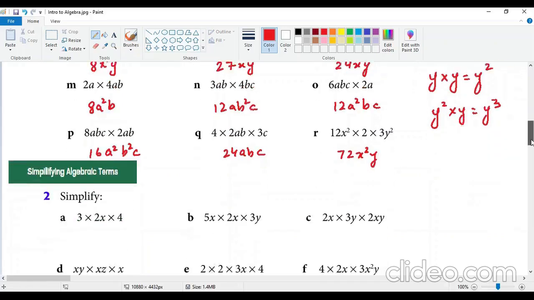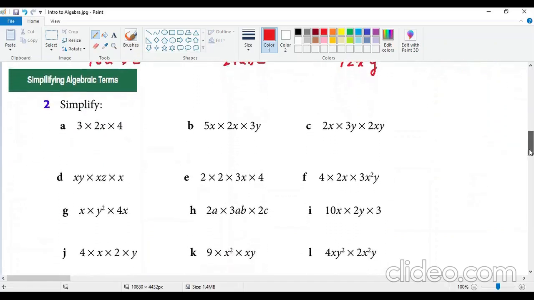Now comes the second part, in which we are simplifying algebraic terms. It's going to be the same procedure. 3 times 2 is 6, 6 times 4 is 24, x is going to be the final answer. 5 times 2 is 10, 10 times 3 is 30, x square and y is going to be the final answer. 2 times 3 is 6, 6 times 2 is 12, and you have x square and y square as the final answer.